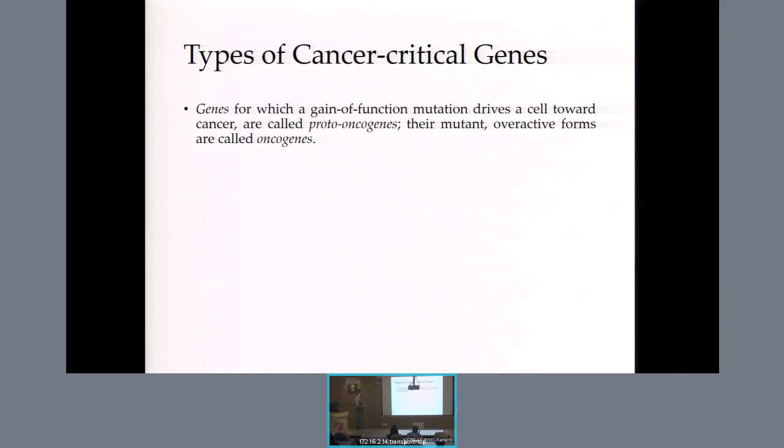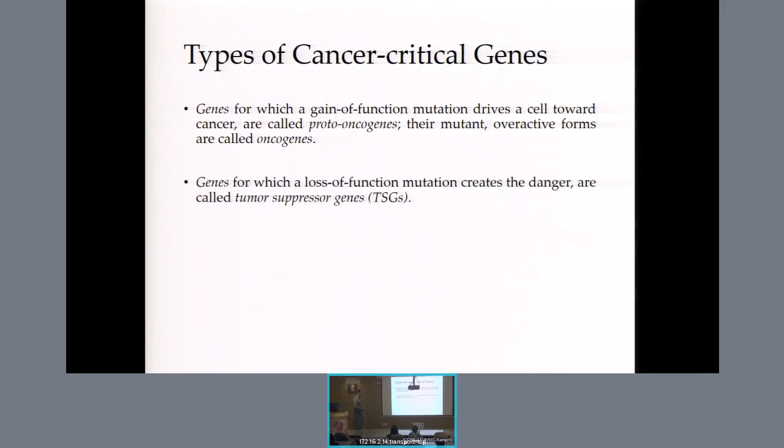Their mutant or active forms are called oncogenes. Genes for which a loss of function mutation creates the danger are called tumor suppressor genes. Now there is another category whose function, if lost, may lead to the emergence of tumor. These set of genes are categorized under the terminology of tumor suppressor genes.